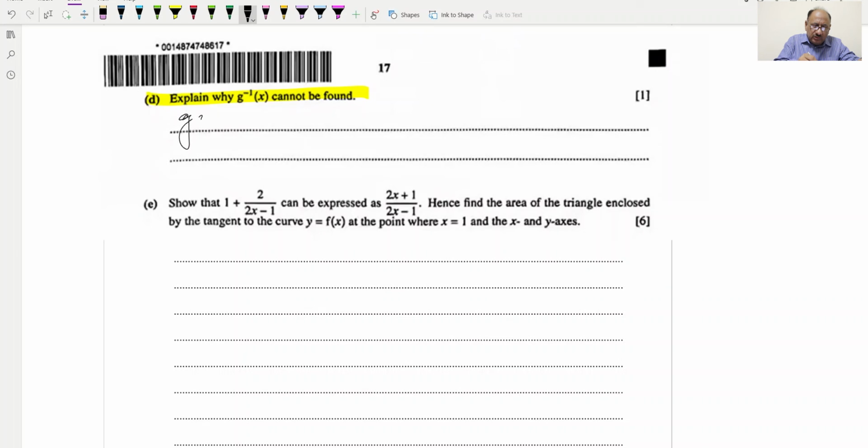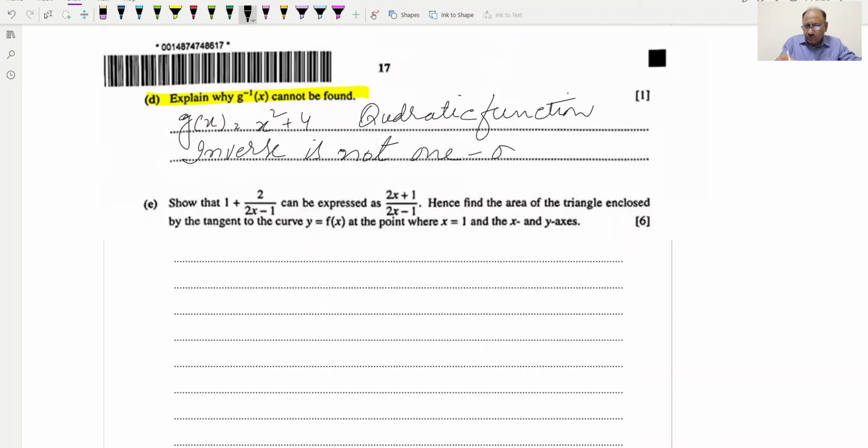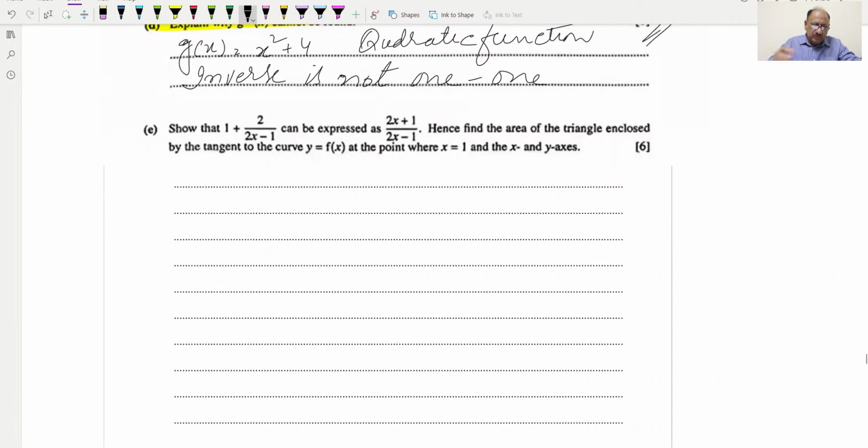Now D part, they're saying explain why g inverse of x cannot be found, because g of x is a square expression, x square plus 4, which is a quadratic function, which is having square, having plus minus both values, so inverse is not one-one. So we can write inverse is not a one-one function. So this is what we can provide as the reason for this 1 mark question.